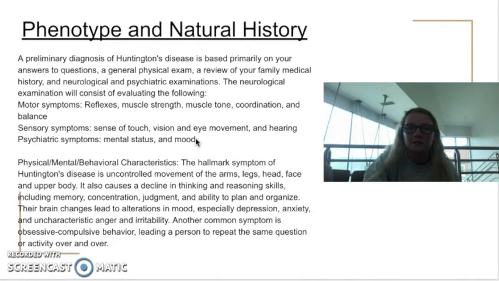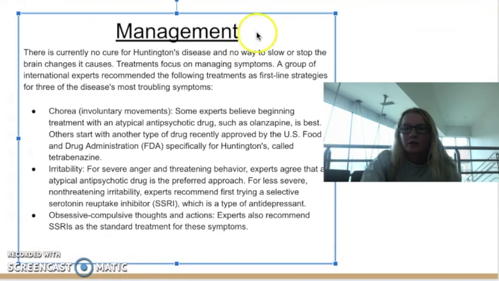And we're also going to be talking about the treatment or cure options for Huntington's disease. There's actually not a cure. There are only certain treatments that can help with the main symptoms of the disease, such as the involuntary movements, the severe irritability that comes along with it, and also the obsessive compulsive thoughts and actions that come along with the disease as well.